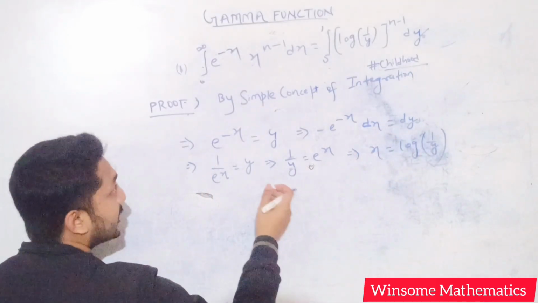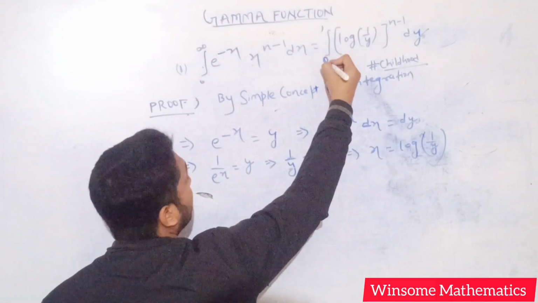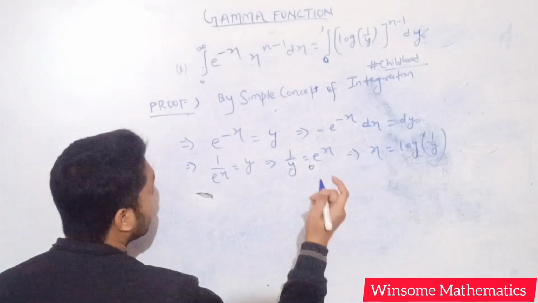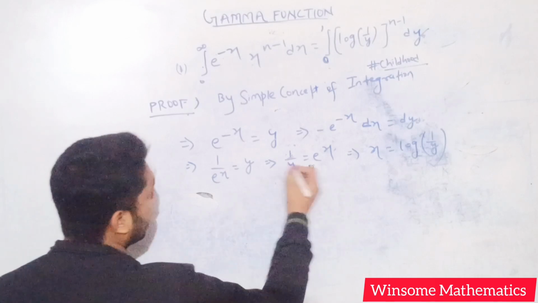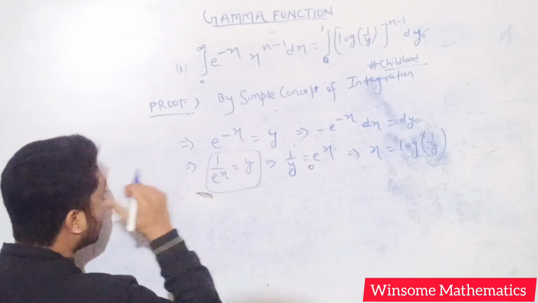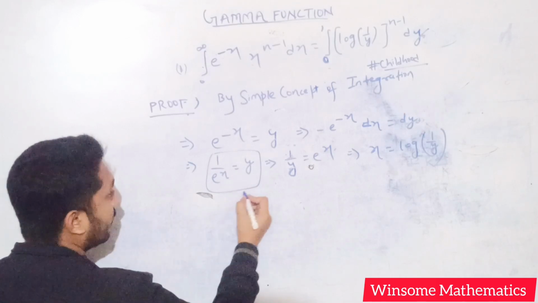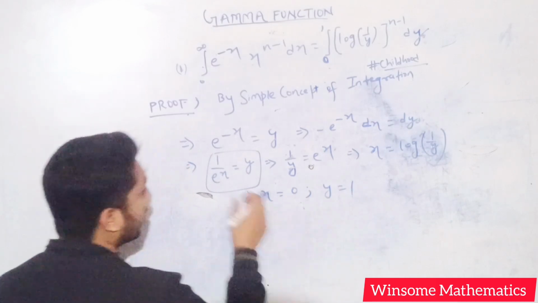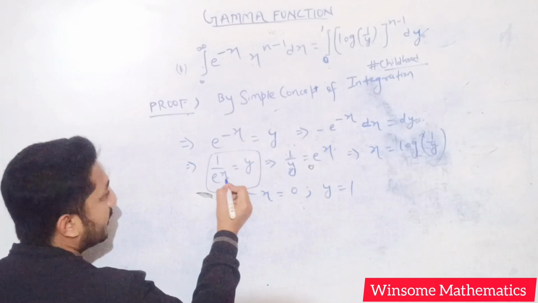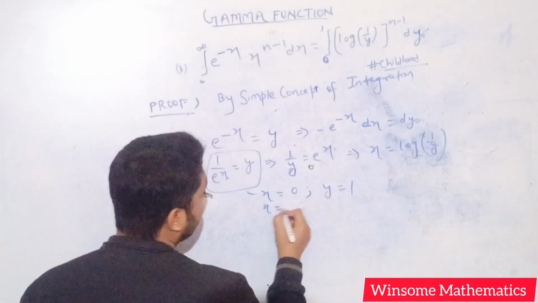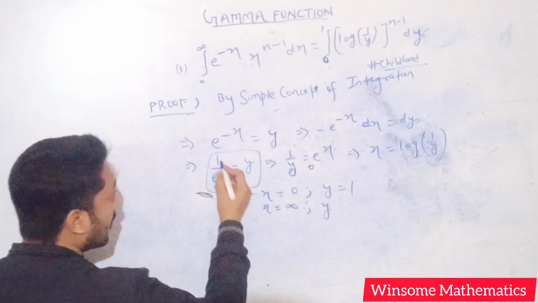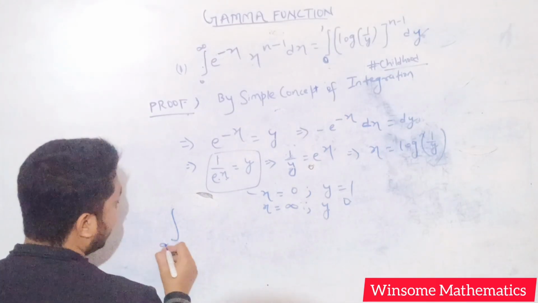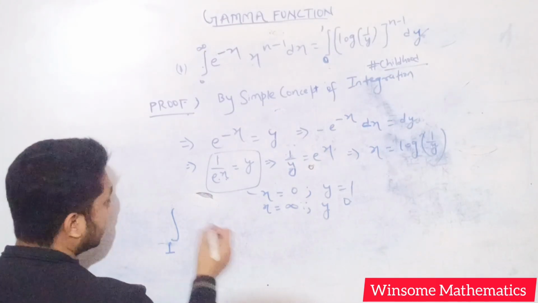Now our basic concept is that here the limit is changed from 0 to 1. So we will see whether the limit is changing or not. 1 upon e to the power x is equal to y. So when we put x is equal to 0, we get y is equal to 1, because this becomes 1 upon e to the power 0. And when we put x is equal to infinity, we get y is equal to 1 upon infinity, that is 0. Simple. So the lower limit is 1 and the upper limit is 0.